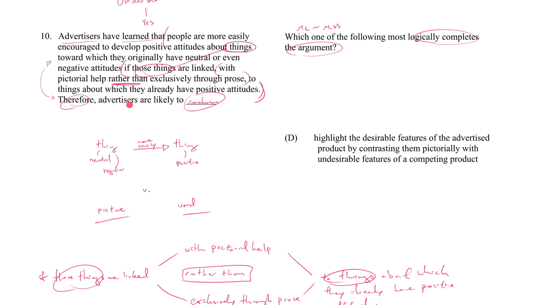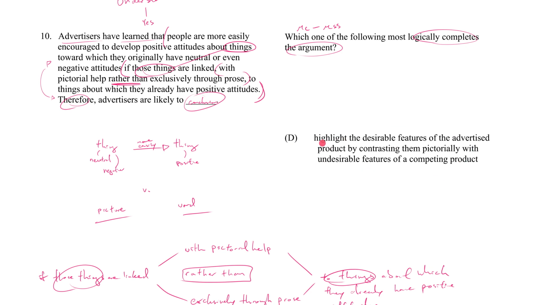Advertisers are likely to highlight the desirable features of the advertised product by contrasting them pictorially with the undesirable features of a competing product. What do you think? Advertisers are likely to do that? Do you think support flows from these claims into this claim? Well, again, it depends on what your understanding is of what D is saying.